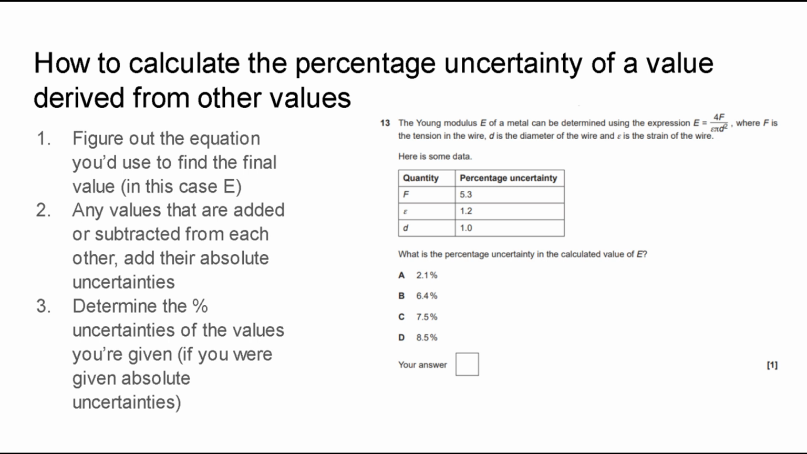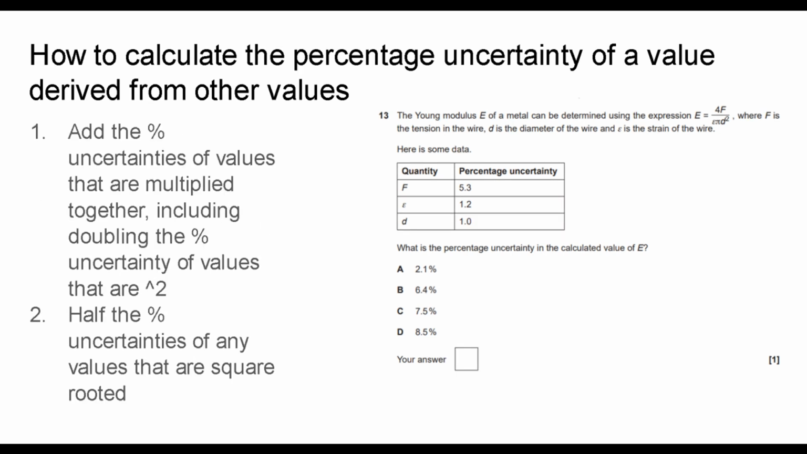For the second step, you add the absolute uncertainties of any values that are added or subtracted to each other. This isn't relevant, and we're also not given absolute uncertainties. This might be useful in other questions, but it's not relevant here. If you have to do any kind of multiplying or dividing in any question that involves uncertainties, you are going to want to put everything into percentage uncertainties first before you do anything else. Again, that's not relevant here because we're just given the percentage uncertainties. But in other questions, it's worth remembering.